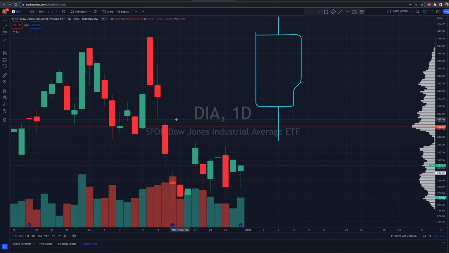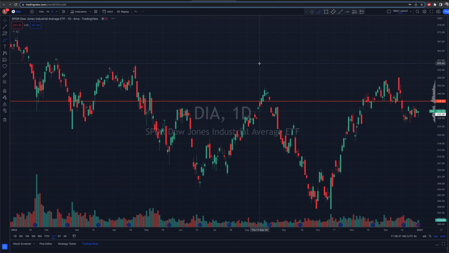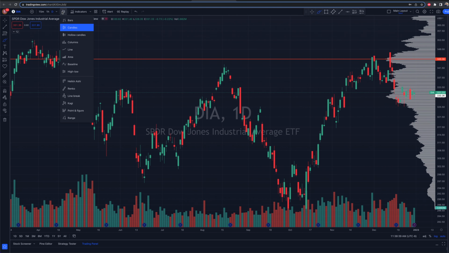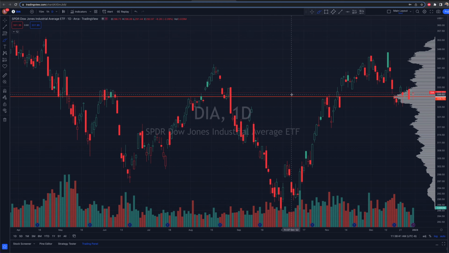And the body: bottom of the green body is the open, top of the green body is the close. Top of a red body is the open, bottom of a red body is the close. So guys, that's candlesticks in a nutshell right there. Now, if I was to go to hollow candles, a different story.